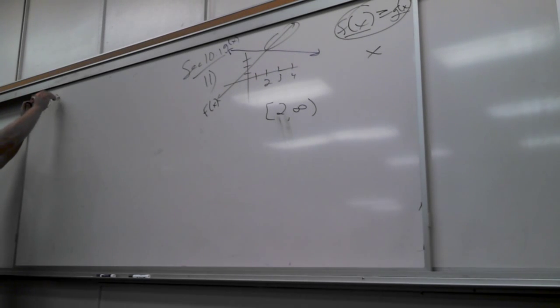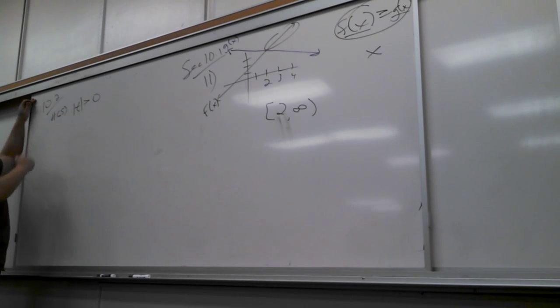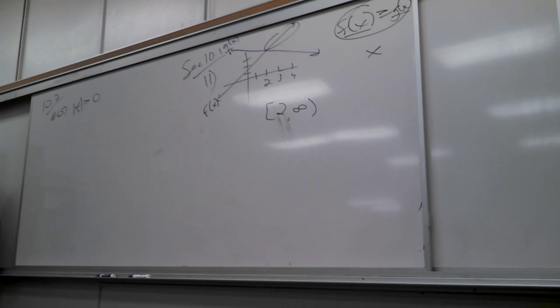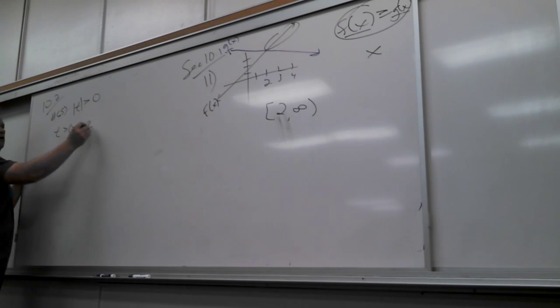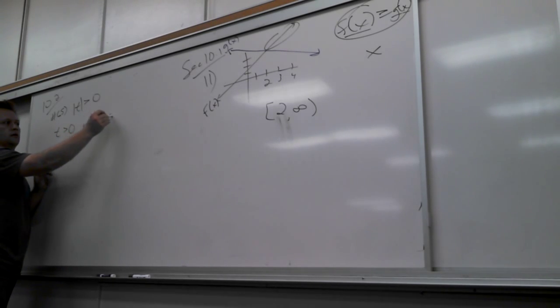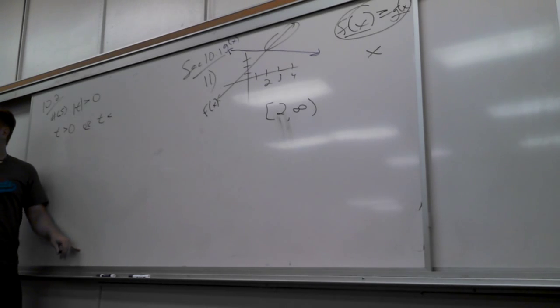This is 10.2, number 65. This one's weird, because it just looks like it should be really easy, but then people don't give me the complete answer. There's a few different ways to do this. You can attack it using the cases. How do I do absolute value greater than? What are my two cases? t greater than 0, or t less than negative 0, which is 0.